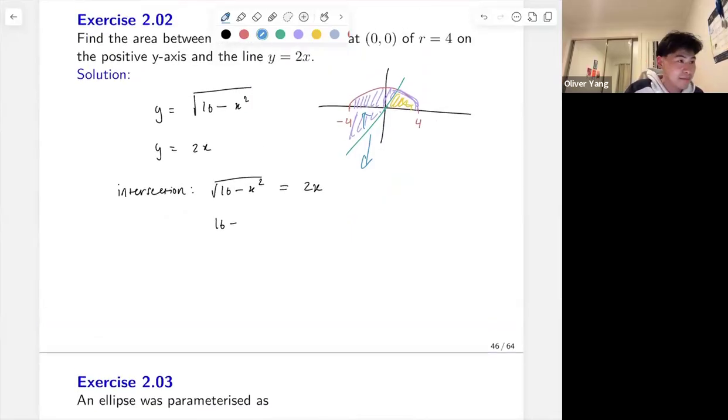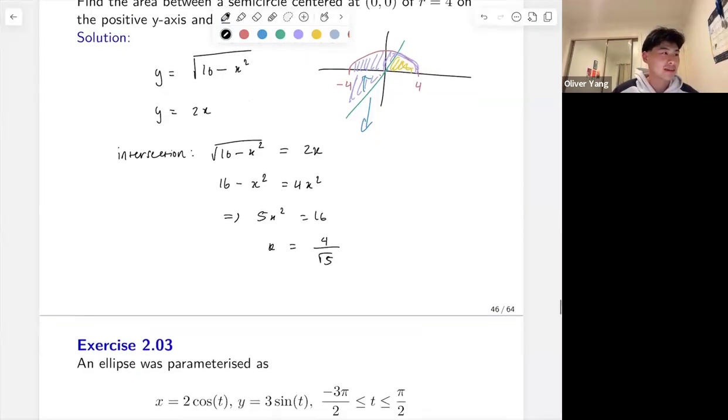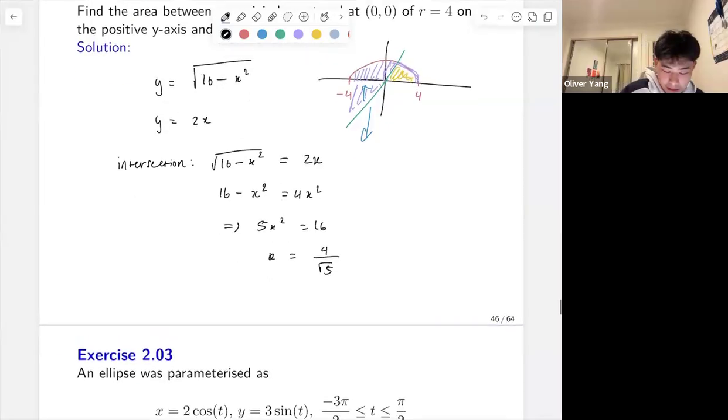Okay, so back to the intersection. You get this, and it's just a bit of algebra. So 16 minus x squared equals 4x squared, right? So that's going to become 5x squared equals 16. X is going to be 4 on root 5. Agree? Okay.